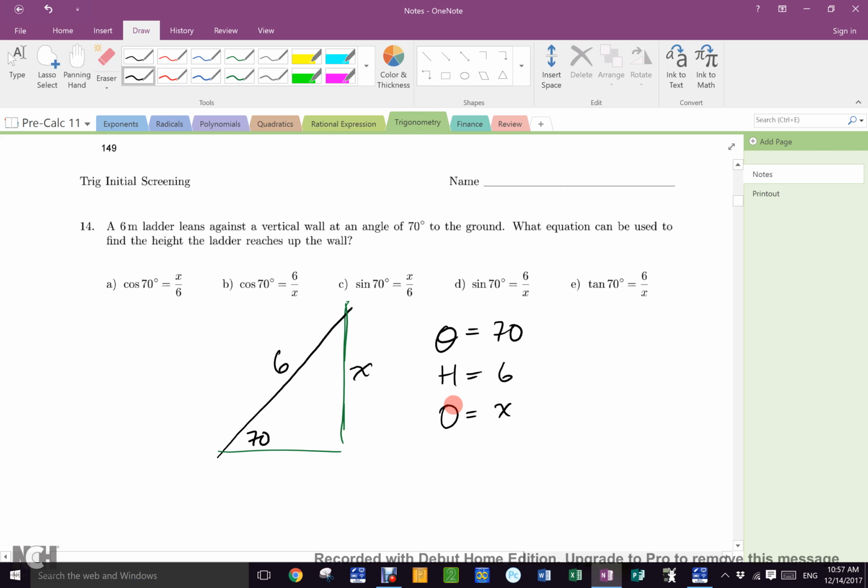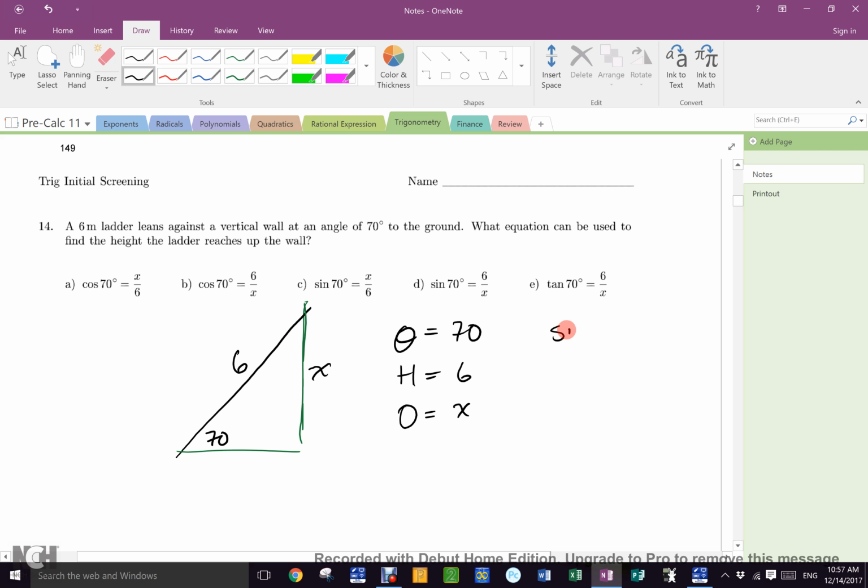What uses O and H? Sine 70 equals O over H, x over 6. Sine 70 equals x over 6, right there. How would you solve that? Multiply or divide? Multiply. Why? Because x is on the top. All right.